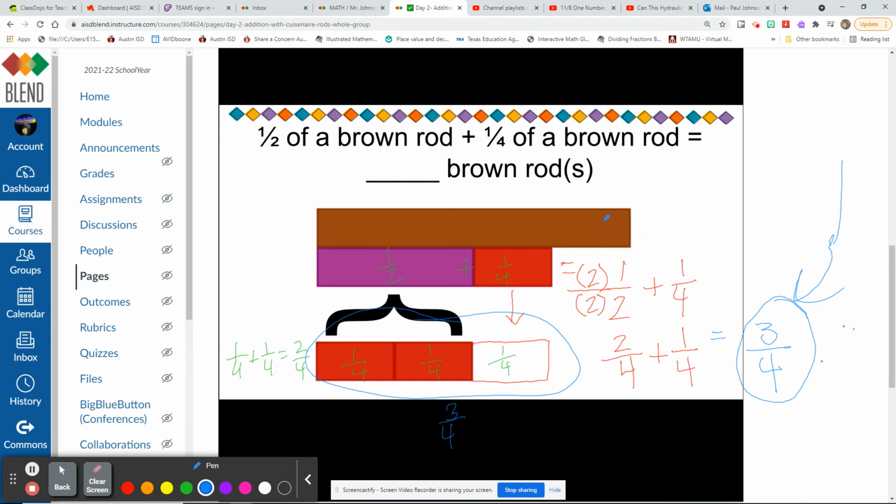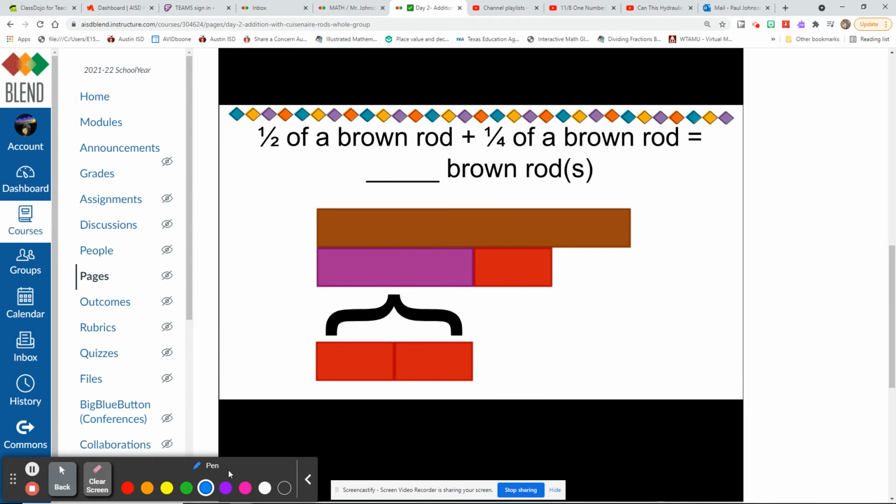Over here, this is the numerical way to do this problem. And then what we're looking at with the Cuisenaire rods is a picture of the same thing. So let's move on to the next one.